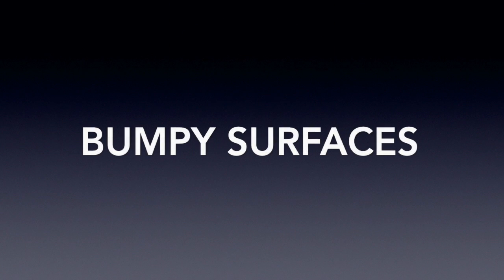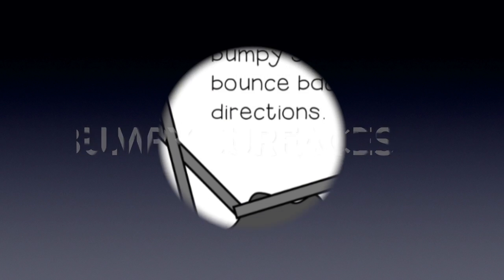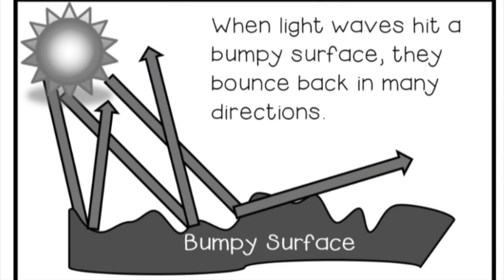Now it's time to talk about bumpy surfaces, like the crumpled up foil. When light waves hit a bumpy surface, they bounce back in many directions. So when you have a bumpy surface, you will not be able to see your reflection, just like we were unable to see our reflection in the crumpled up foil.